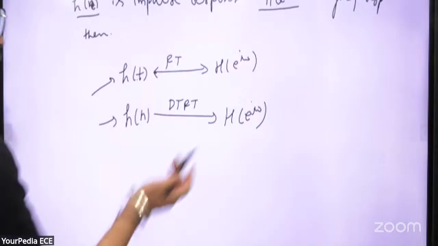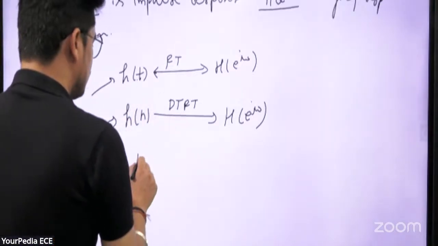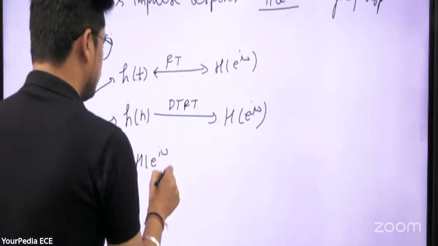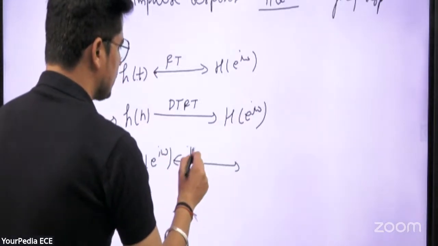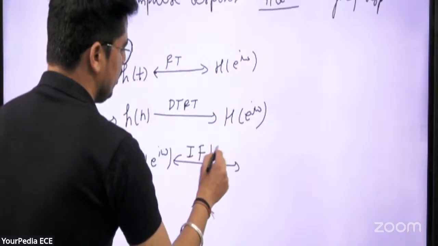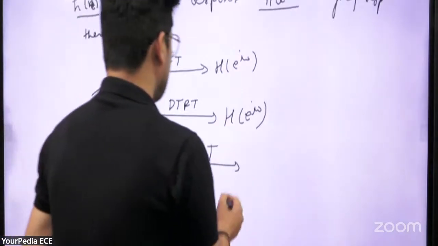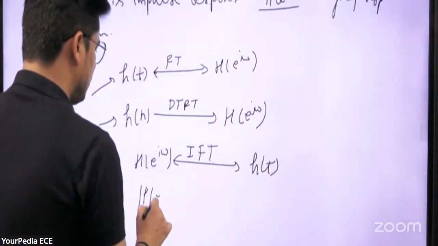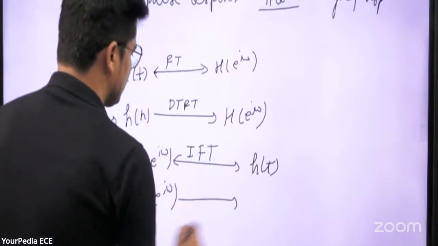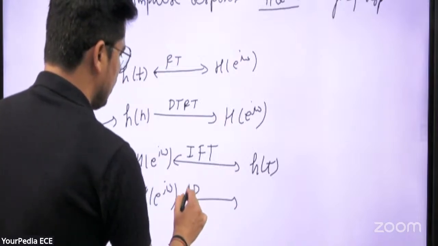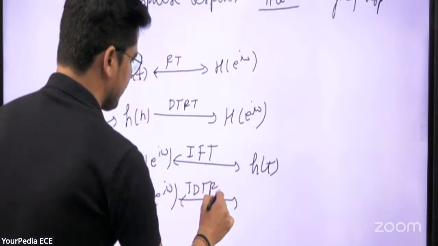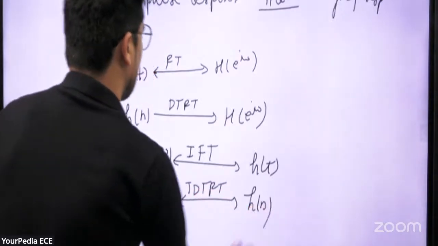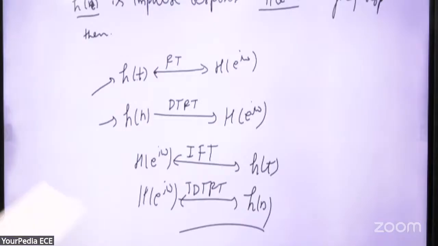And if we're talking about the inverse form, that is H of e raised to the power j omega, you can take the inverse Fourier transform, and then you will get h of t. If it is discrete time, then you have to take the inverse DTFT, and then you will get h of n. I think it will depend on the situation. I don't know what the exact question is, but I got the options.